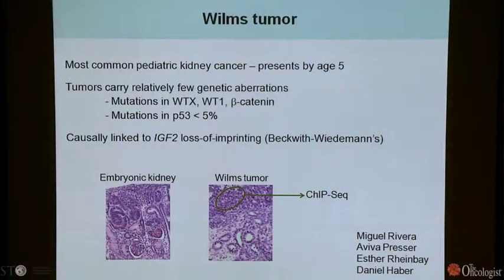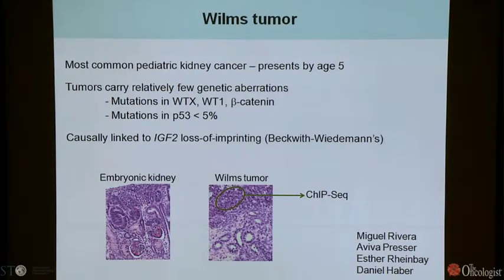So together with Miguel Rivera and Daniel Haber, we launched a pilot study a couple years ago, a study of Wilms tumor. Wilms tumor is the most common pediatric kidney cancer. It presents before age 5, so it presents very early, which is, of course, really critical to this disease and to the study. Like many pediatric tumors, it carries very few genetic aberrations.